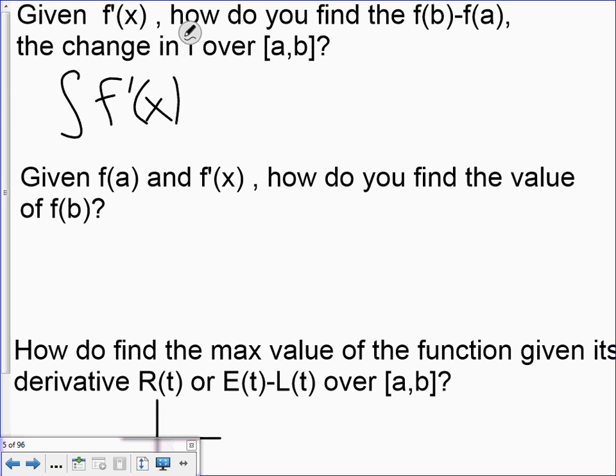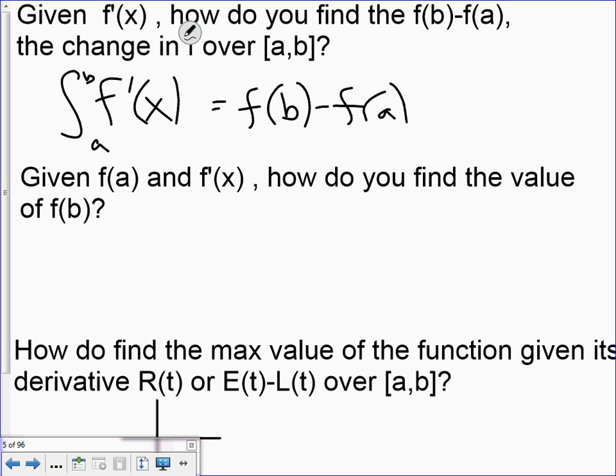Now, if I want to get the total change in the function, what should my lower and upper limits be if I want to get the total change from A to B? Because if you take the antiderivative of f prime, you get f of x, and you plug in the b and the a and subtract. So you would integrate it, and it'll give you f of b minus f of a. Integrated rate of change, you get the change in the function.